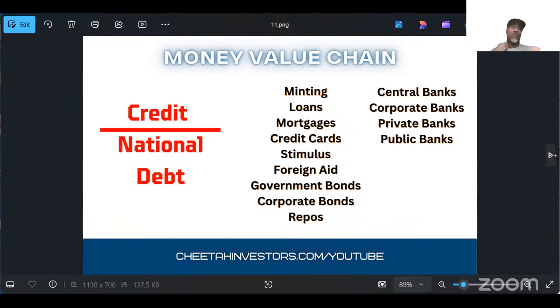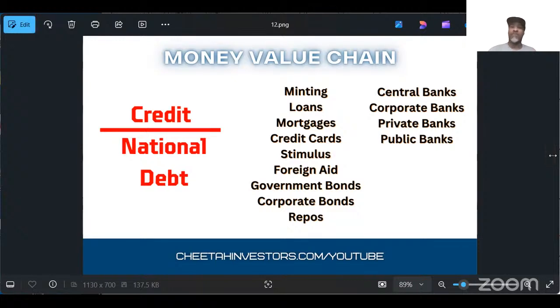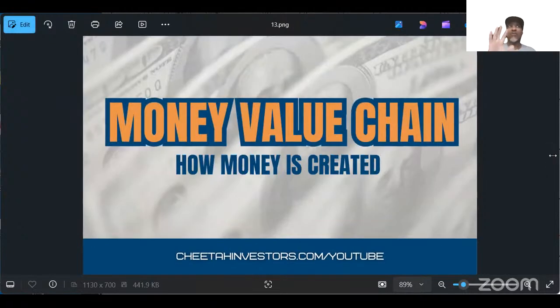So let me say it one more time before we move on. Cash flow just means that they're swapping debt. Even the paper money you're using is debt. It's a debt note. So now let's put all the pieces together to show you how the credit and the taxation all work in the money value chain to give the money value.